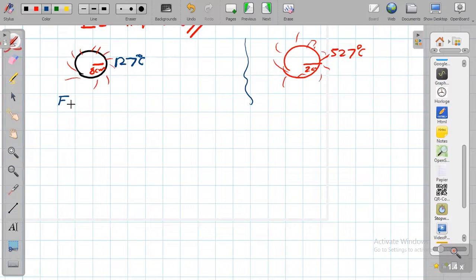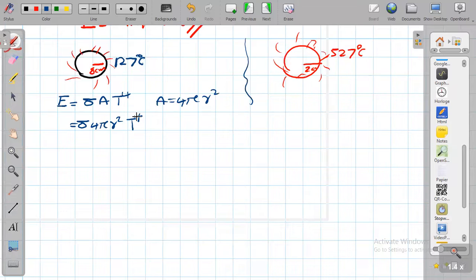I have only one equation, the Stefan equation: sigma A T to the power 4. The area of a sphere is 4 pi r to the power 2. Then I will write sigma times 4 pi r to the power 2 times T to the power 4. I have to come to these parts.